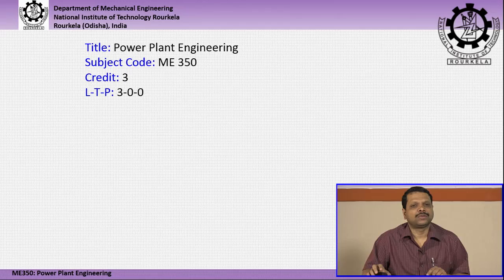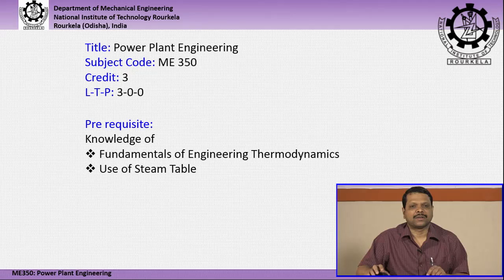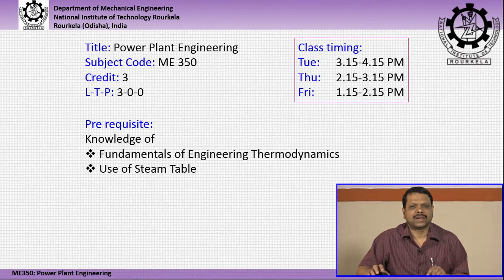The title of this course is Power Plant Engineering. The subject code is ME350. It is a 3 credit course, so we will have 3 lectures every week. The class timings for this semester are Tuesday 3:15 to 4:15 p.m., Thursday 2:15 to 3:15 p.m., and Friday 1:15 to 2:15 p.m.